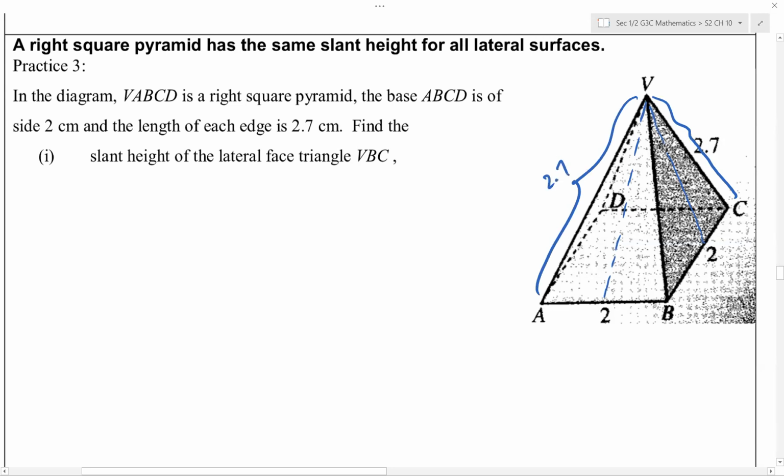Okay, so make sure you can visualize the pyramid. So now find the slant height for the lateral face triangle VBC. What I find very useful is to draw the triangle VBC. Because in a 3D diagram like this, you might be overwhelmed with a lot of information.